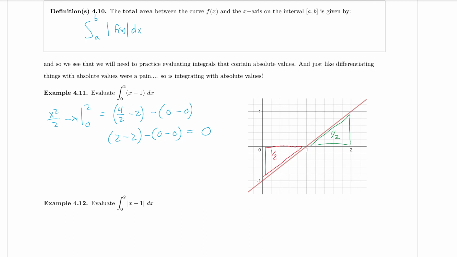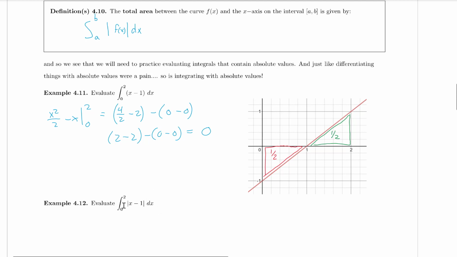But there's another calculation that we might want to do. We might want to see that the actual area enclosed here is 1, if we did the 1/2 plus 1/2. That's the kind of thing that we would want to do if we were trying to find the total distance traveled. Example 412 is doing that calculation.